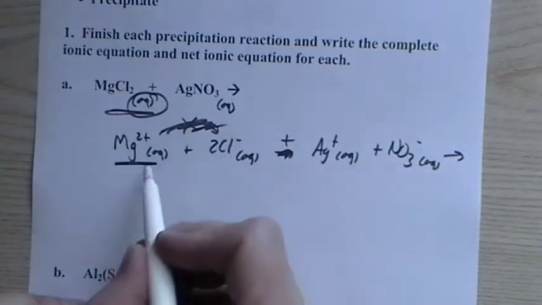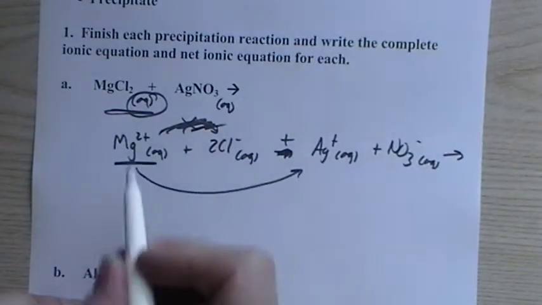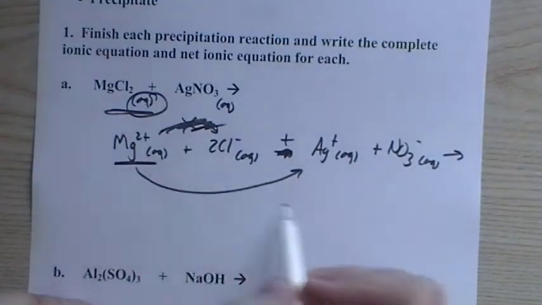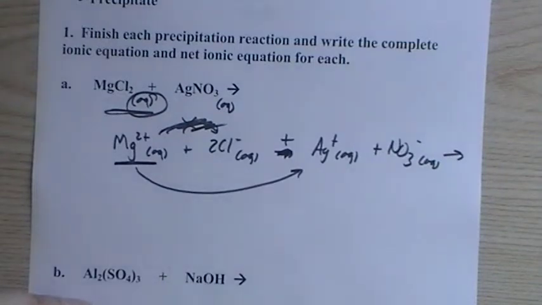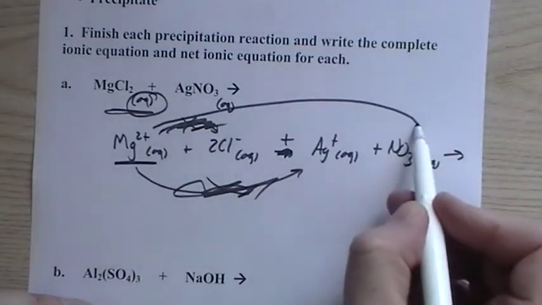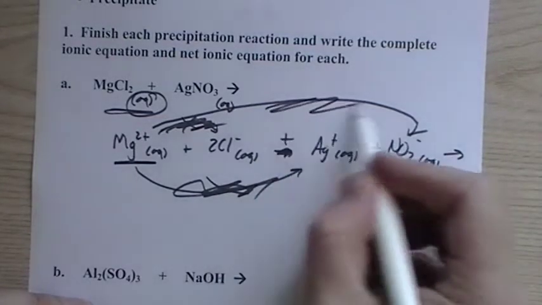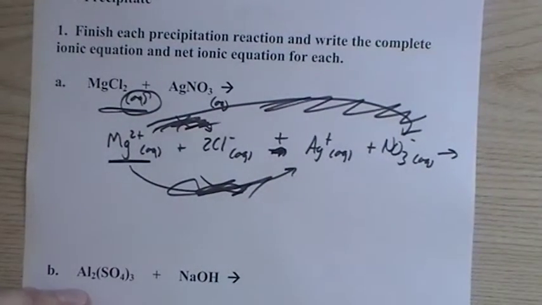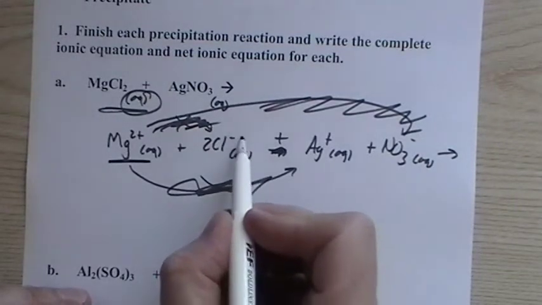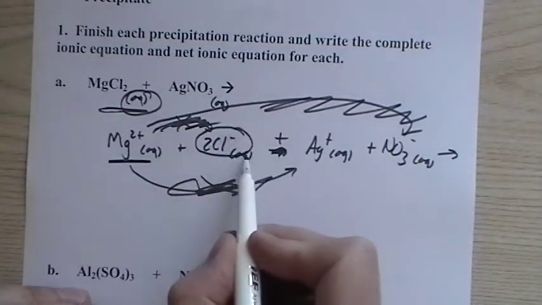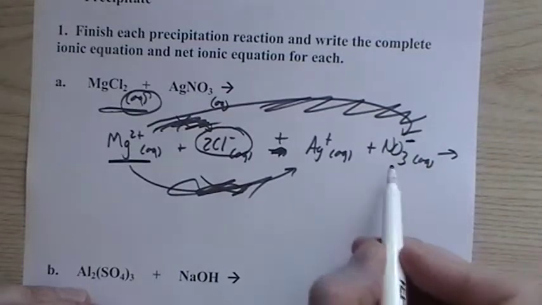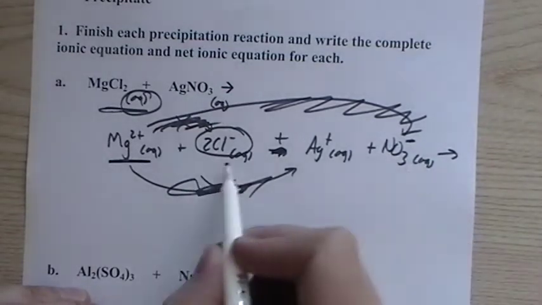So that's gone. Magnesium and silver, they're both positive charges. There's no way they're going to come together. We can't produce magnesium silveride or whatever it would be called. It's not going to happen. The only thing that magnesium could react with is the nitrate, and we know that nitrates are always soluble, so nothing happens there. So it seems like nothing's happening. Well, look at the chloride. Will it react with the nitrate? No, it can't, because they're both negative charges.